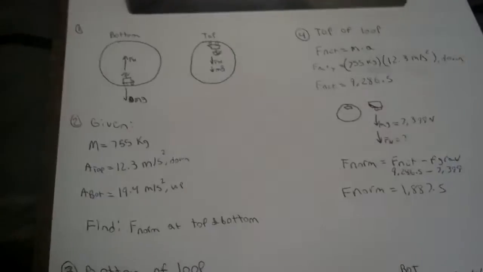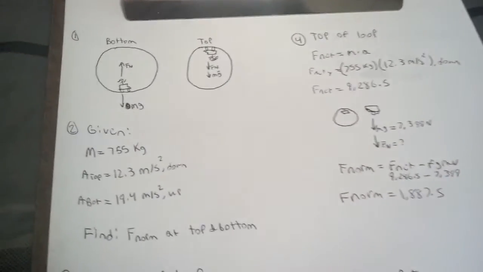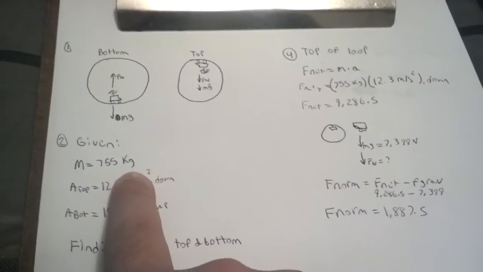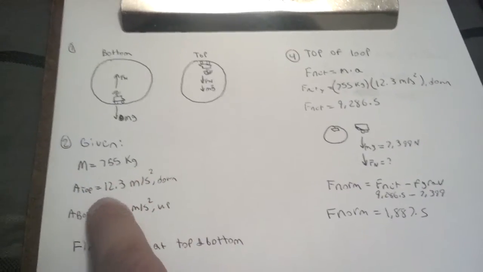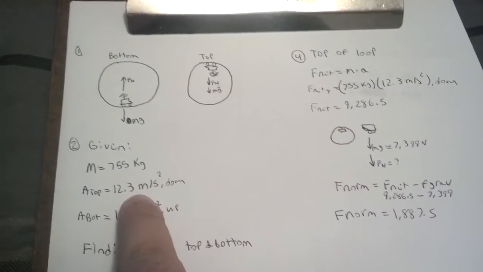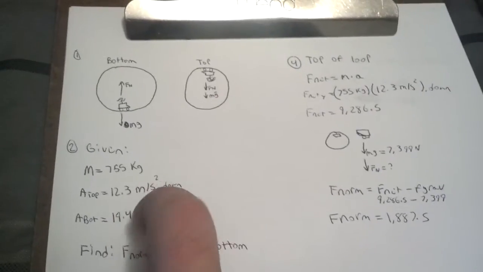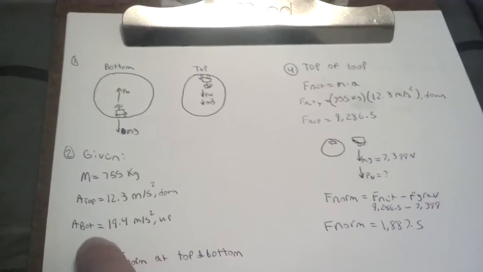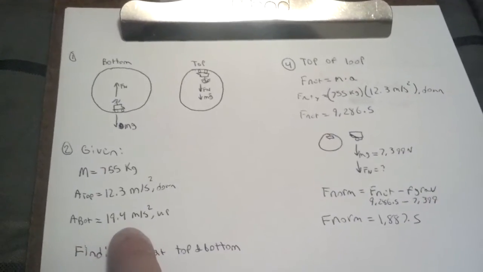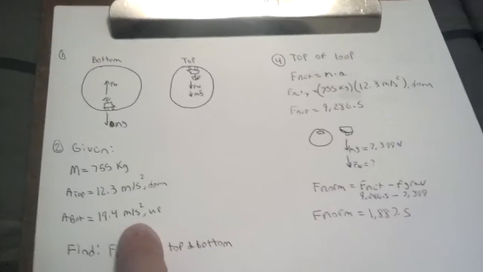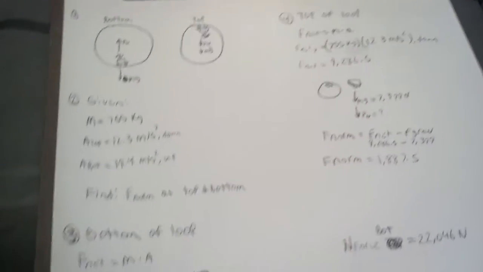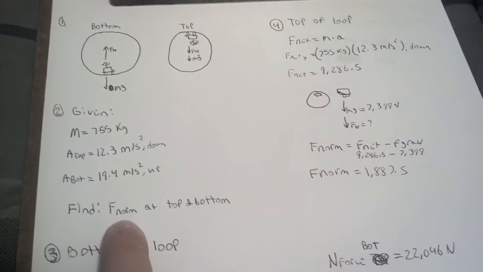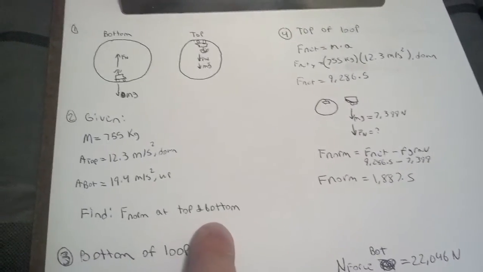Alright, the next step, we're going to list our givens from the problem. And the mass was 755 kilograms. The acceleration at the top of the roller coaster was 12.3 meters per second squared in a downward direction, and at the bottom it was 19.4 meters per second squared in an upward direction. Alright, and the problem wanted us to find the normal force at the top and the bottom.